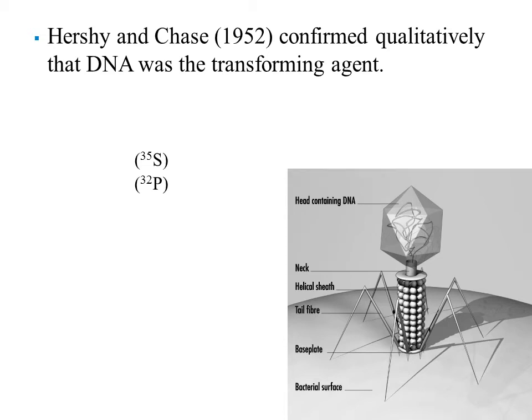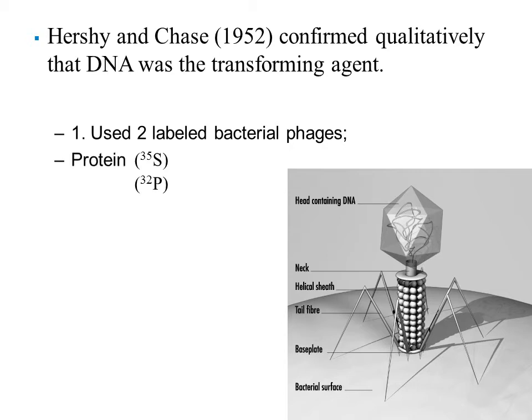The next two scientists, Hershey and Chase, did a qualitative analysis, or a qualitative test. This was to confirm an already existing answer. So in 1952, these scientists radioactively labeled a virus. They radioactively labeled the protein associated with the virus by labeling the sulfur. And then they radioactively labeled the DNA of the virus by labeling the phosphorus.